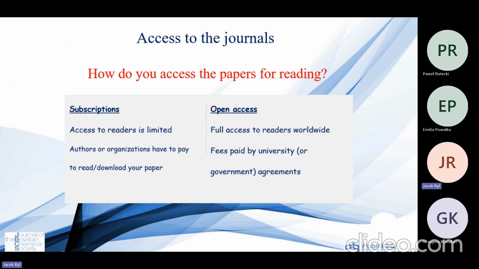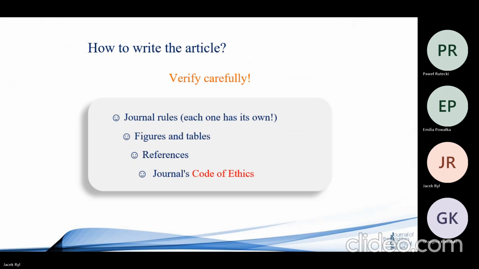So the journals still present the possibility to publish as a subscription or open access. Subscription means that I don't pay anything, but if someone wants to read my paper, they will need to pay to read or download, or if they don't have this kind of agreement, as Professor Jacek just mentioned. So when you publish open access, then the whole world has complete access to the journals, right?